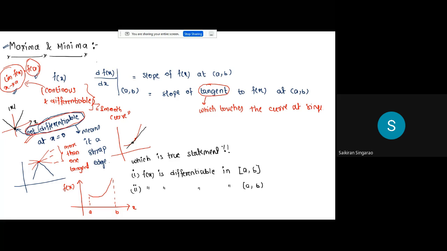Can anyone tell me which statement is true? Because you just understood, right? If there is a sharp edge, then at that sharp edge it will not be differentiable. That's what I've told you. So if there is a function like this, defined in this range, a to b, then I'm making two statements. The function is differentiable in the closed bracket a, b, and f of x is differentiable in the open bracket a, b. Now, can anyone tell me which one of these is true?